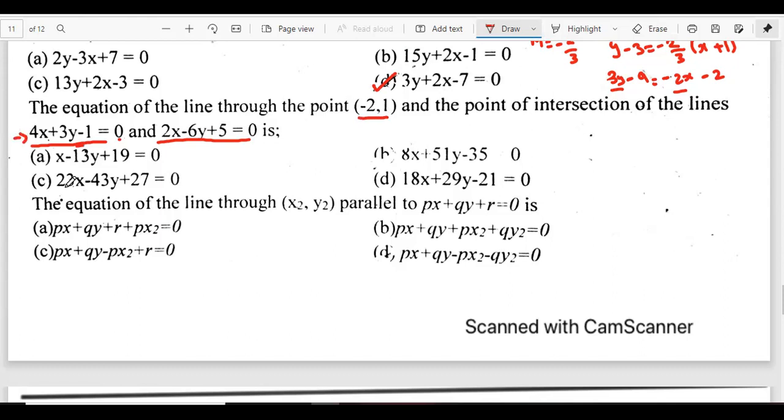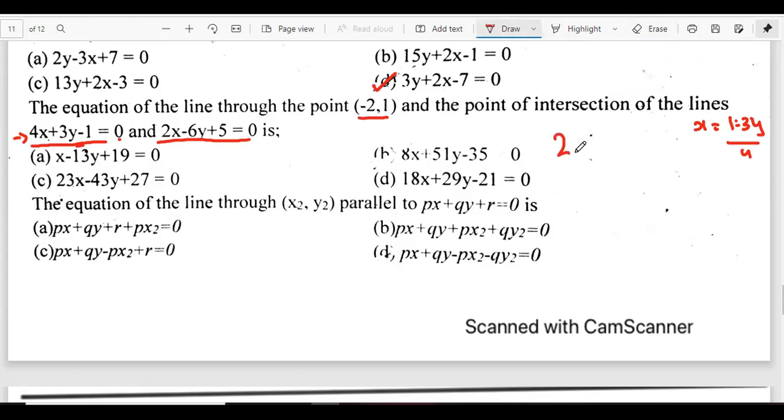We just need to first find the point of intersection. So we have 4x equals 1 minus 3y. x is going to be (1 minus 3y) divided by 4. So this is the value of x. And I am directly going to use this in the other equation. So it is 2x, and instead of x, I will use the value (1 minus 3y) divided by 4, and that plus 5y equals 0.